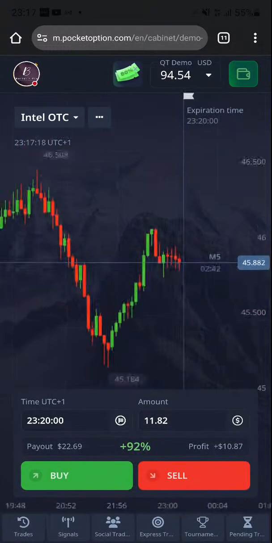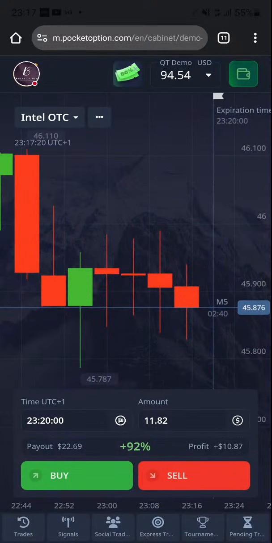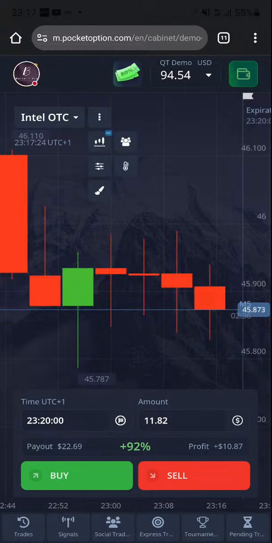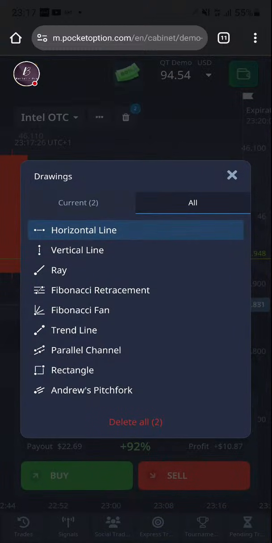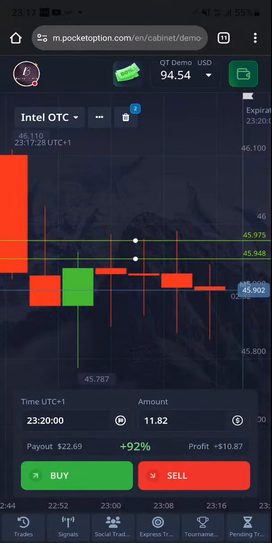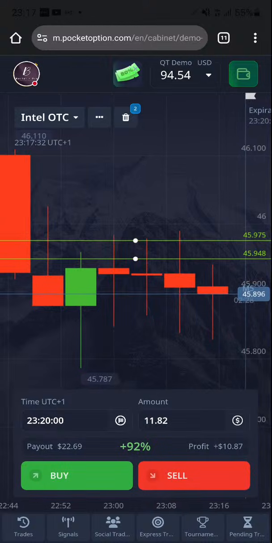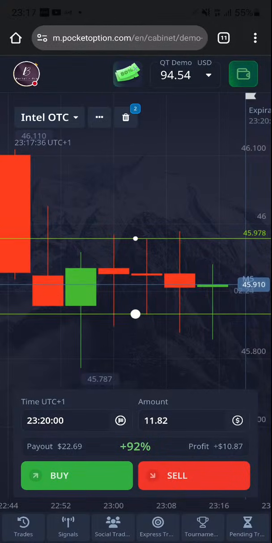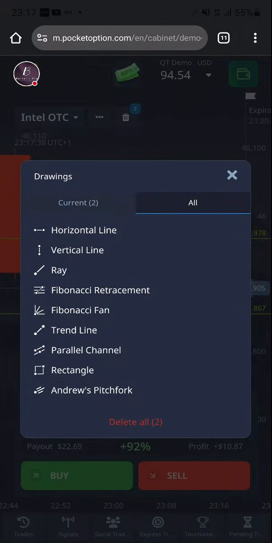It seems like we're going to be having a... You know what? Let's mark this doji because it looks like a ranging market just started here. It looks like this ranging market just started, so we can take advantage of it.